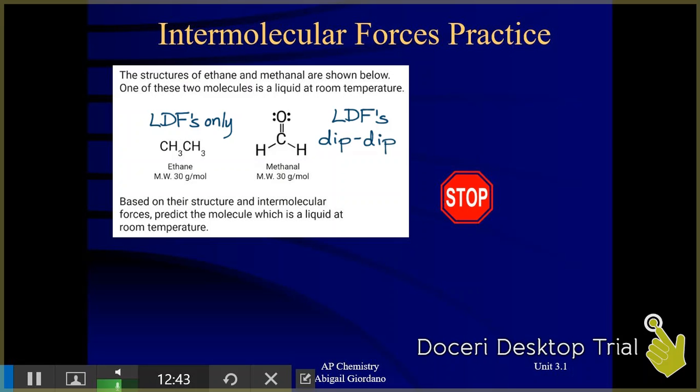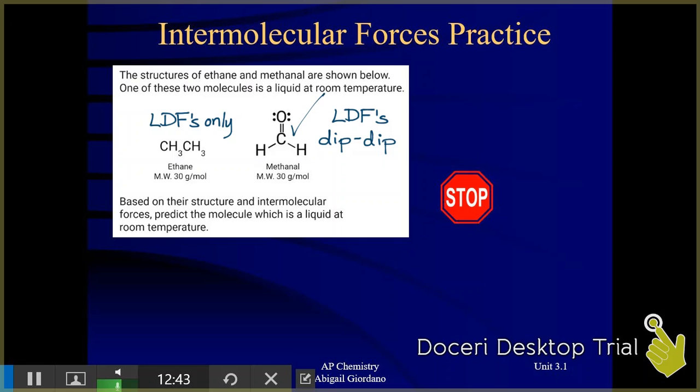So what the question should have said, I should have corrected this. It should have said at the top, one of these two molecules is a liquid and the other is a gas. Look at what we've just written down here. Ethane is held together by LDFs only. Methanol is held together by LDFs and dipole-dipole attraction. The methanol molecules are held more tightly together. There's stronger intermolecular forces, which means methanol is the one that's going to be more likely to be a liquid. Ethane, which is held by LDFs only, those molecules are not held as tightly together, more likely to be a gas.